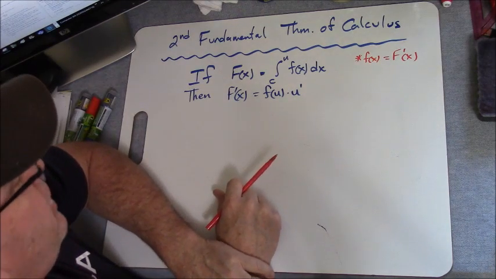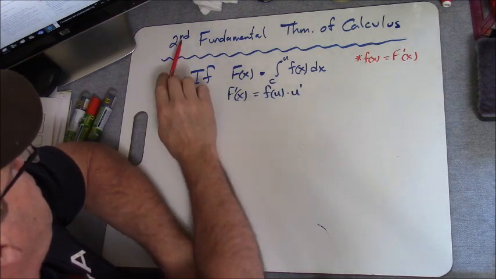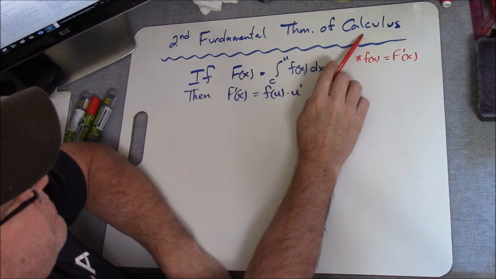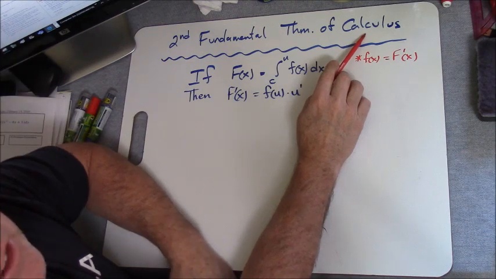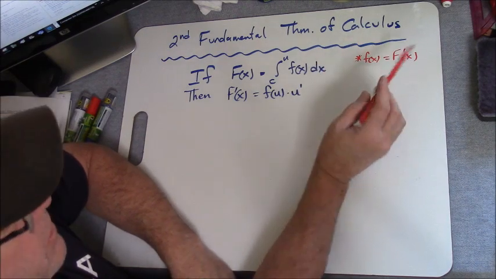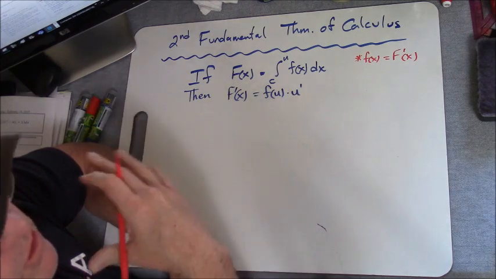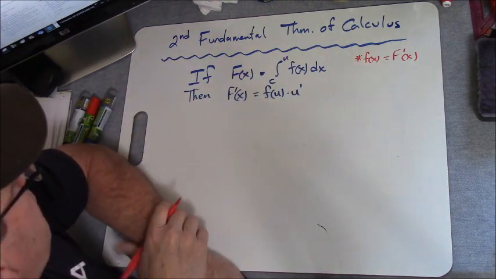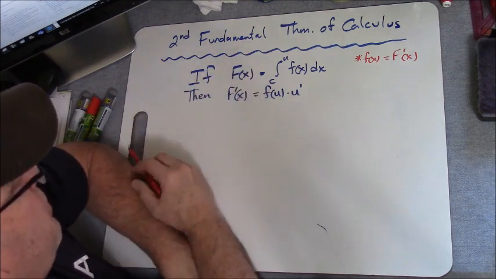What we want to do today is take a look at what's called the second fundamental theorem of calculus. Okay, we already know what the first fundamental theorem is. That's when you do an integral from a to b, you integrate, plug in the b values first, subtract what you get when you plug in the a values. Well, this is our second fundamental theorem.